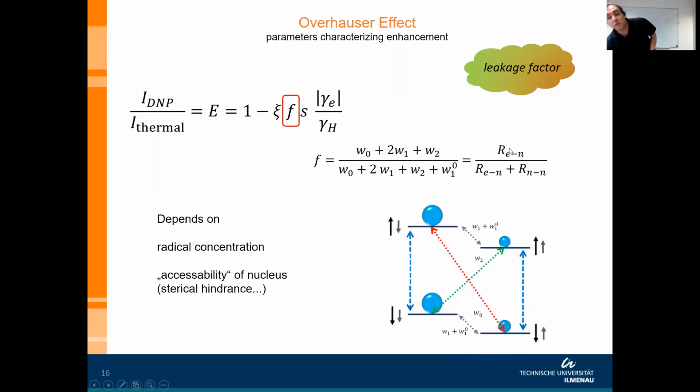Sorry, I will start to use the pointer here. And we see that this is a combination of the transitions, ratios. And then this factor depends on the radical concentration and also on the accessibility of the nucleus to the electron, basically. I mean, because the closer you are, the more important the interaction is. I will come back to this steric hindrance when I show the structure of certain radicals.